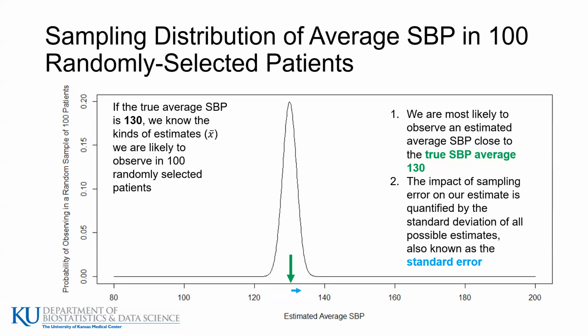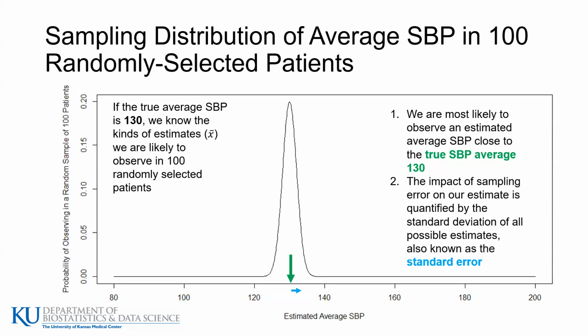rather than one individual patient. So this curve can be interpreted the same way as the previous curve, except this time, rather than telling me the probability that an individual patient will have a certain systolic blood pressure, this is telling me what the probability is of a certain average systolic blood pressure from a random sample of 100 patients. This curve tells me that we're most likely to observe an estimate of the average systolic blood pressure close to 130, similar to the last one.